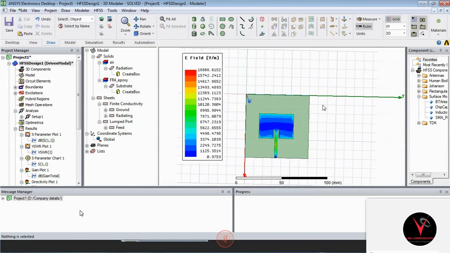So this is what we got: the electric field value. In that electric field value, volt per meter, the maximum value is 0.9753 volt per meter. It's exactly for 1 watt per meter, where the transmitter input value is 1 watt per meter. So this is the basic field analysis.